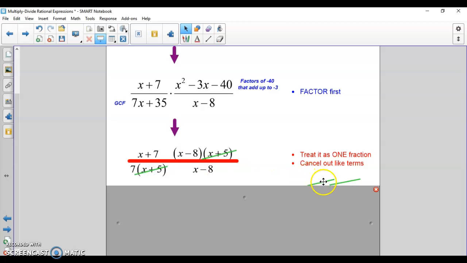I also see an x minus 8. Now, the x minus 8 up top is in parentheses. The x minus 8 on the bottom is not. Not a big deal. I told you in the last problem you can put the parentheses if you want. It doesn't matter.